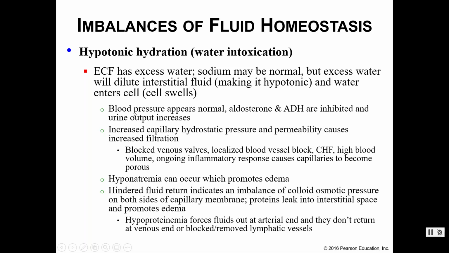So here's the interesting thing. Your blood pressure appears to be normal. Aldosterone and ADH are inhibited and urine output increases. Increased capillary hydrostatic pressure and permeability causes an increase in filtration. We could have a blocked venous valve, or just a blocked blood vessel.